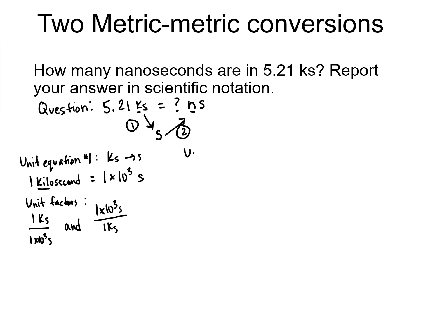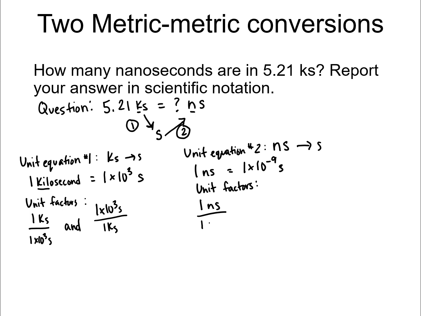We're going to go through this whole process again for the second unit equation. We're relating nanoseconds to seconds. If I have 1 nanosecond, that's equal to 1 times 10 to the minus 9 seconds. My unit factors, I just write the fractions.